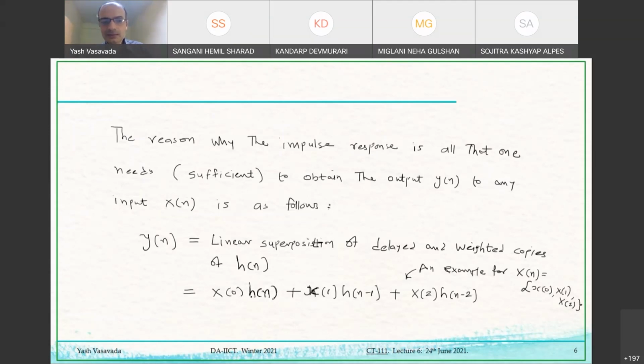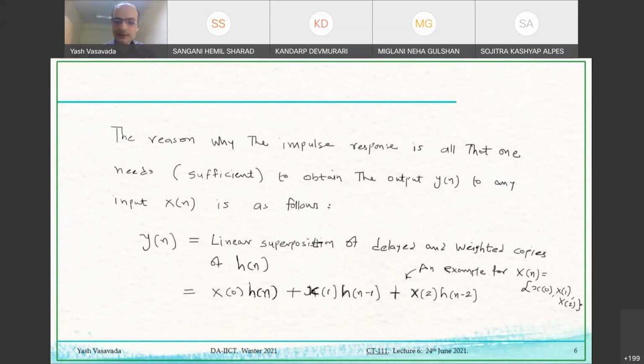So I get some sequence. It is actually the impulse response. After it gets multiplied, all the values get multiplied by x0. Then what I do is I shift the input by 1 sample and then weight it by x of 1. And then shift it by 2 samples and weight it by x of 2. And I get y of n.